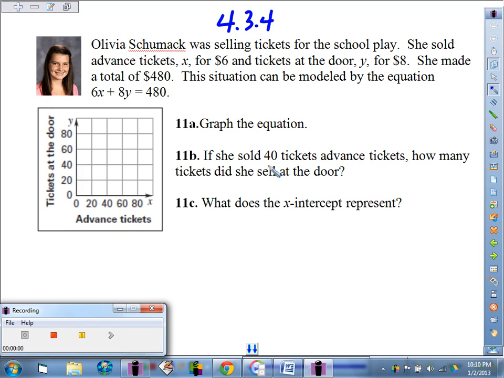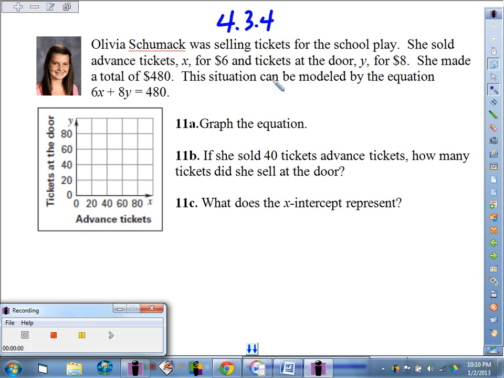Learning target 434 asks us to graph equations modeling real-world situations using intercepts and interpreting what those intercepts mean. So in this example, Olivia Schumack was selling tickets for the school play. She sold advance tickets, X, for $6 a piece, and tickets to the door, Y, for $8 a piece. She made a total of $480.